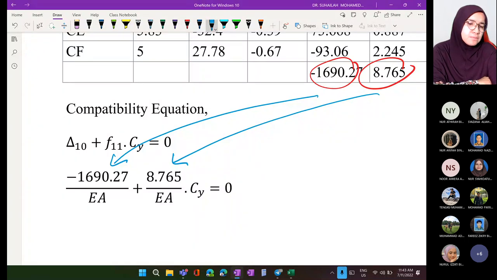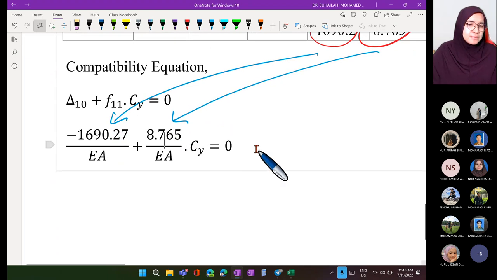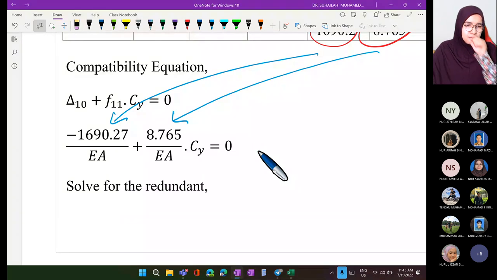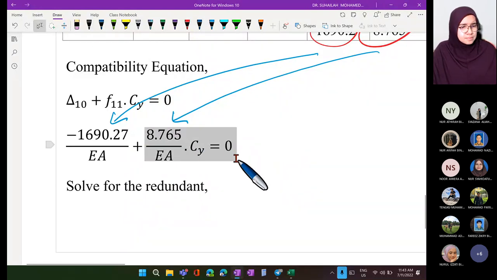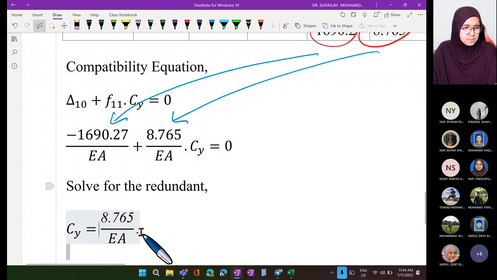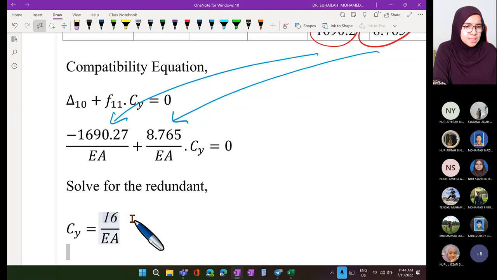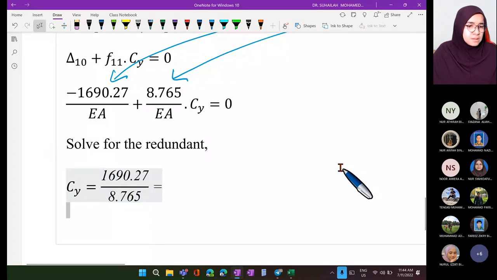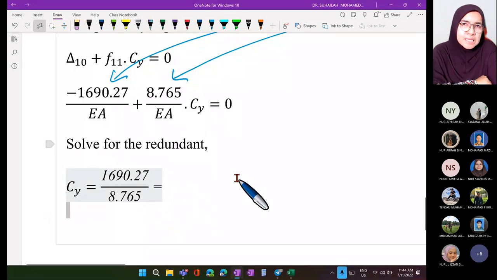Okay, so now we already got the compatibility equation for the truss. So now we will solve to have the redundant. Okay, solve for the redundant. So it is CY is equal to 1690.27 divided by 8.765. You all boleh ikut tak ni? Okay, what is the answer for CY?